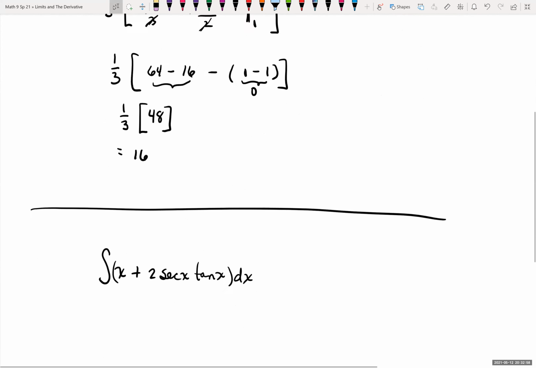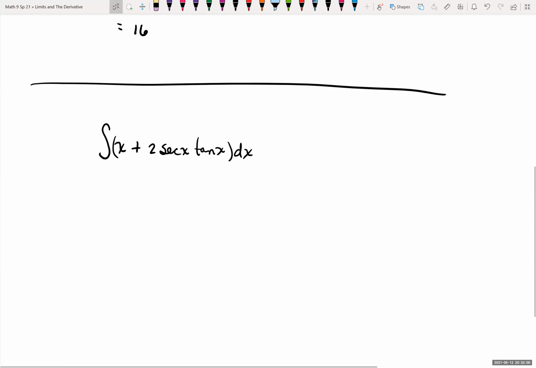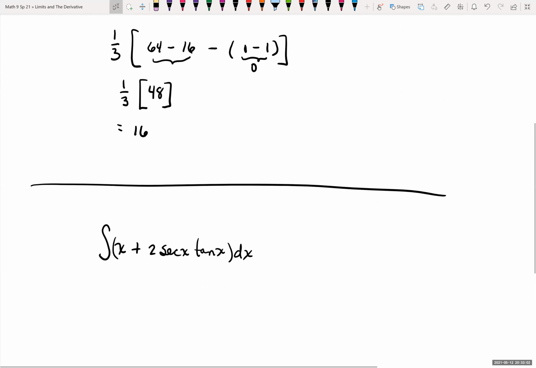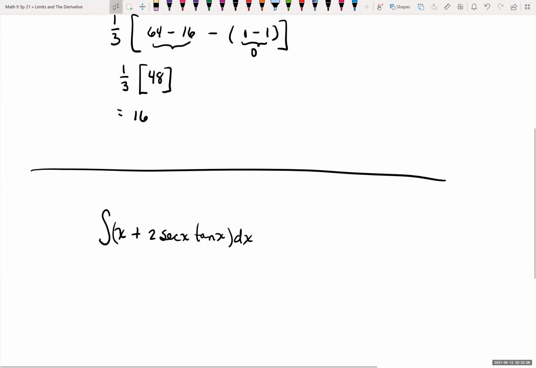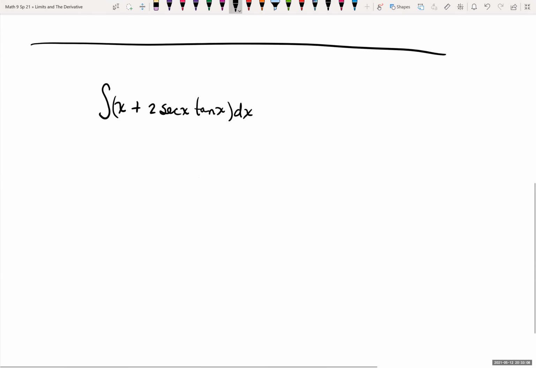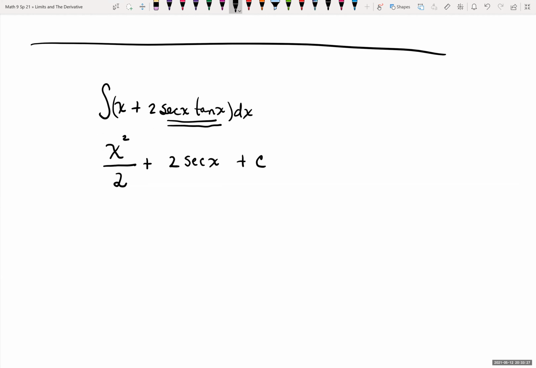And then the other one, again, it's just knowing what your derivatives of your trig functions are and thinking backwards. So the antiderivative of x, adding 1 to the exponent, we get 2, divide by our new exponent of 2. Plus 2 times what we can take the derivative of to get secant x tan x, which is secant x. And then plus c.